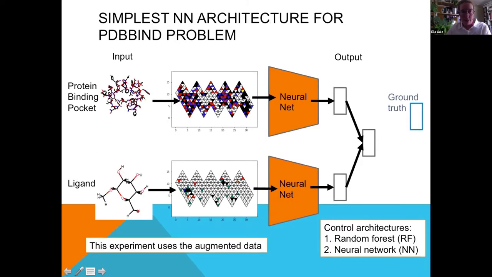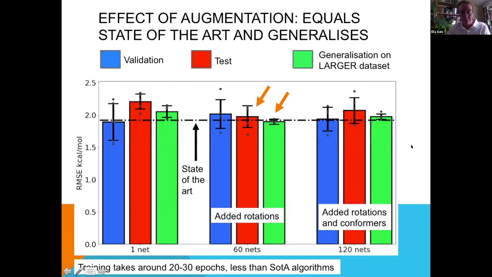The setup is like this. We have our structures, the protein binder pocket here, into an icosahedral net that goes into a spherical icosahedral neural network. Same with the ligand, they're combined, and it's a neural network. Okay, so this is what we get.